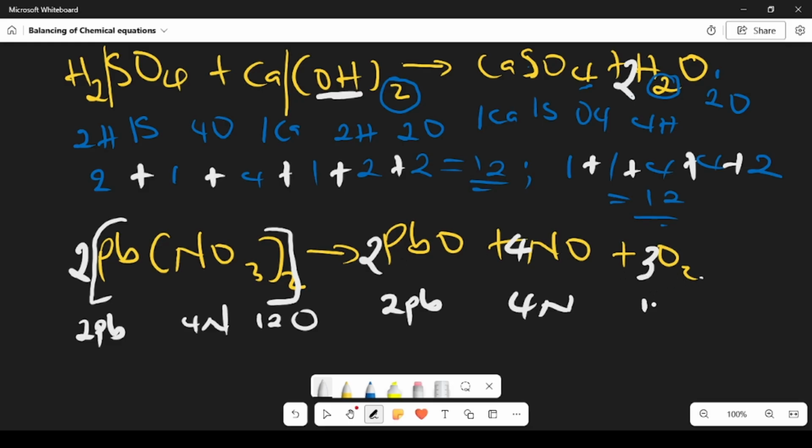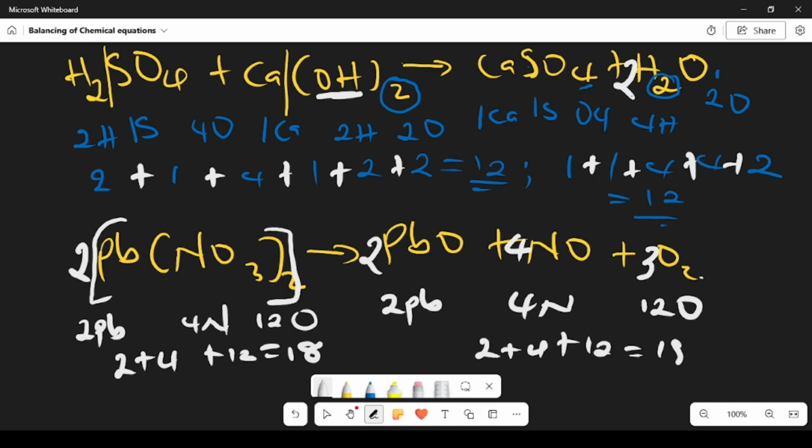12. And if you check, 2 plus this 2 plus this 4 plus 12, that will give you 18. Then 2 plus 4, that is 6. That is 2 plus 4 plus the same 12. That will give you what? 18. Meaning we've done justice to this equation.